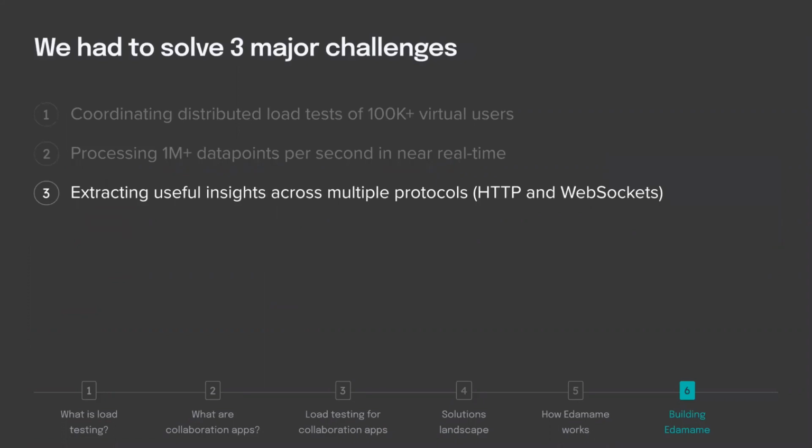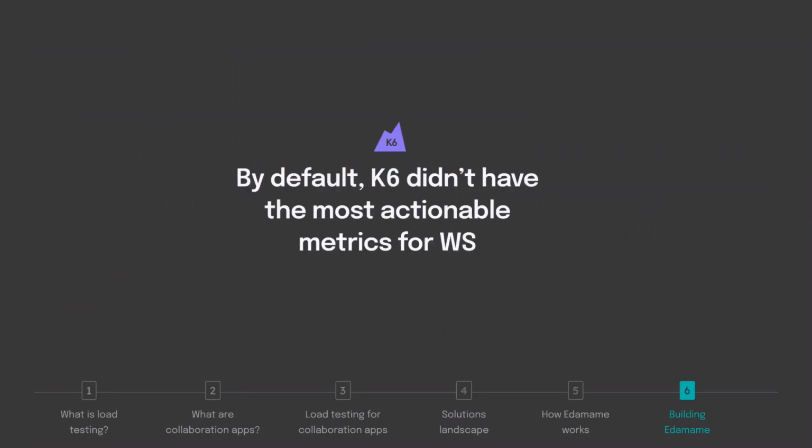Okay, so after we solved these 2 problems, the final problem that we needed to address was to make sure that we could actually extract useful insights from both HTTP and WebSockets during our load tests. When we started trying to visualize our data, we noticed that by default, K6 actually didn't have the most actionable metrics for WebSockets. And this is because K6 is not necessarily a specialized load testing tool for WebSockets.